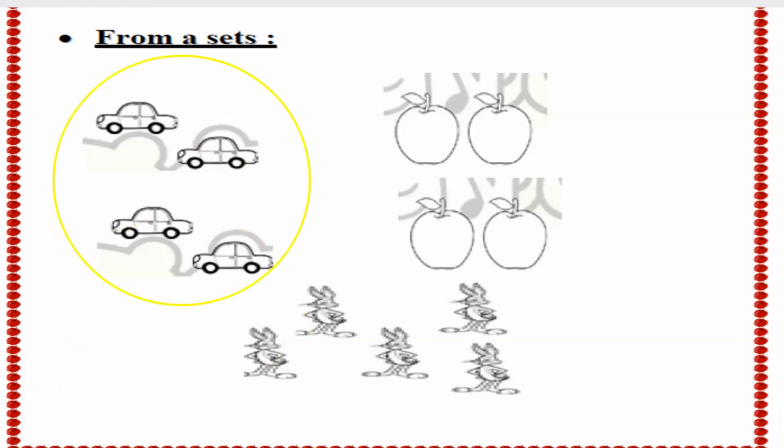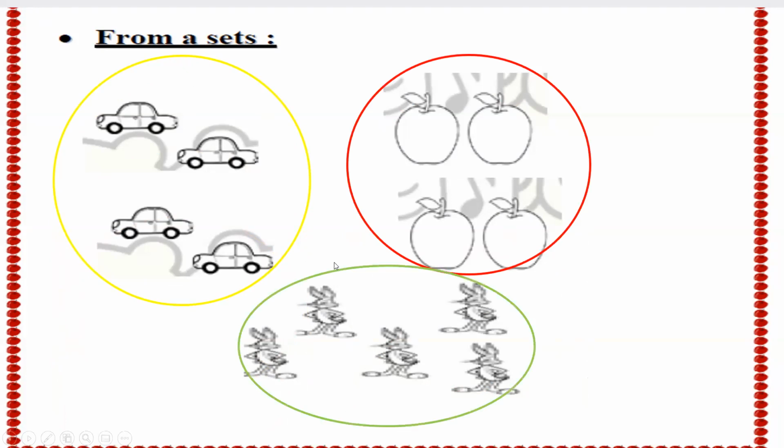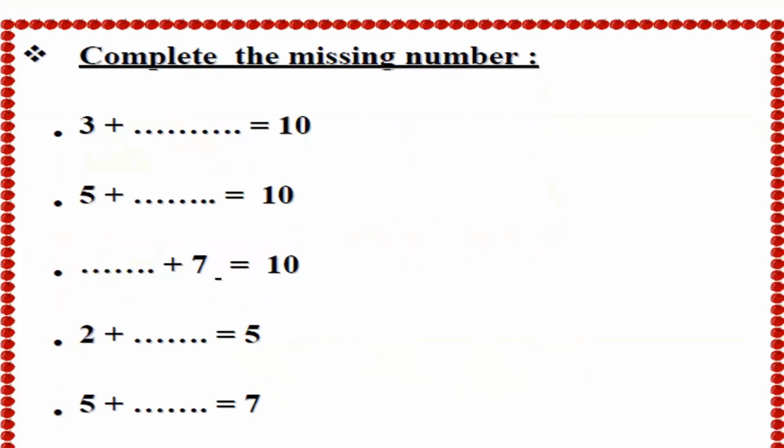Let's make a circle around them. And then how many apples do I have? It's 4 apples. Let's make a circle around them. They are a set. And last, how many bunnies do I have? 1, 2, 3, 4, 5. They are a set. Very good. All of you are excellent.